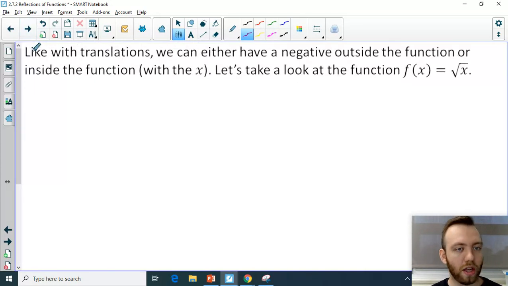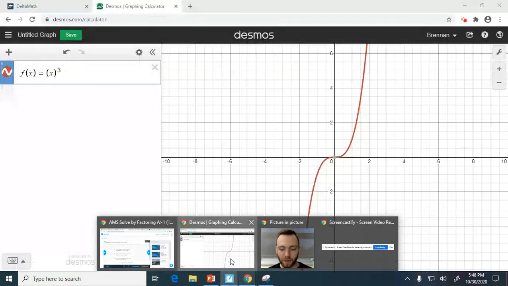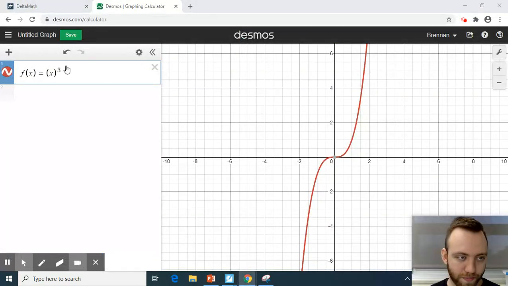And we're going to get to these reflections. So like with translations, we can either have a negative outside the function or inside the function. And when I say inside, I mean kind of like with the x. Let's take a look at the function f of x equals the square root of x. And so we're going to go to Desmos first for this.